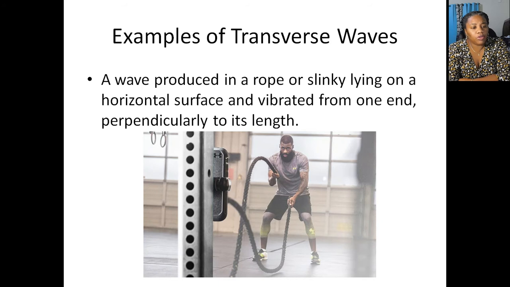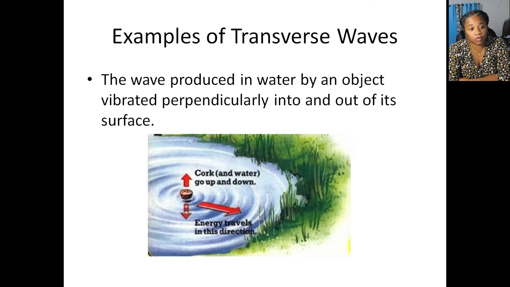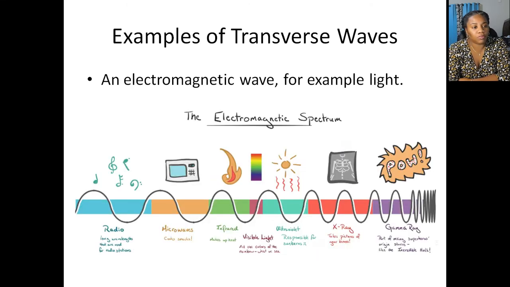A wave produced in a rope or slinky lying on a horizontal surface and vibrated from one end perpendicularly to its length is an example of transverse waves. The wave produced in water by an object vibrated perpendicularly into and out of its surface is another example of transverse waves. An electromagnetic wave, for example light, is also another example of transverse waves.